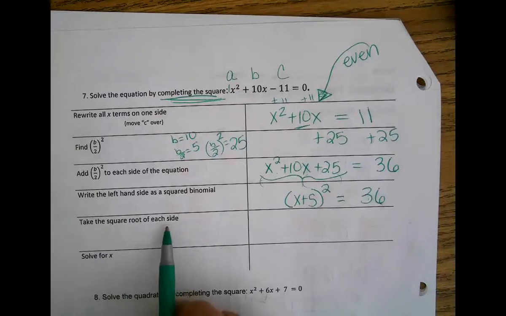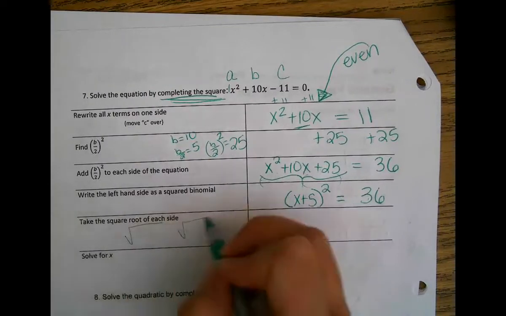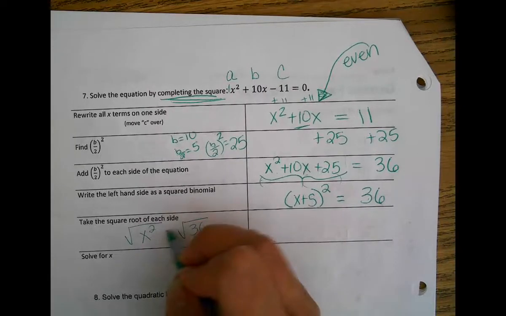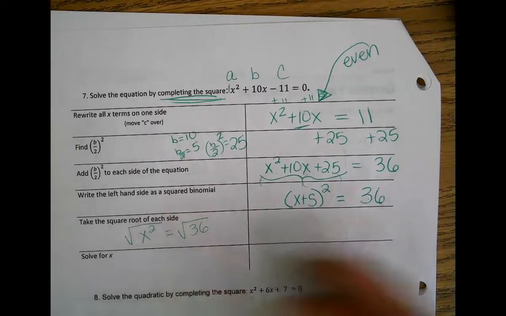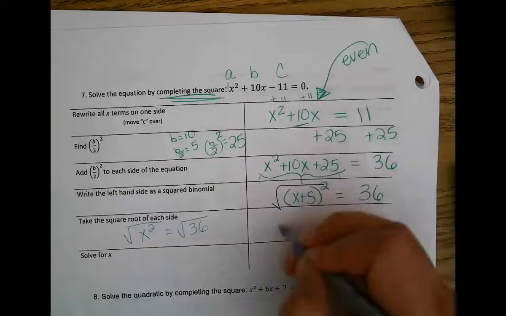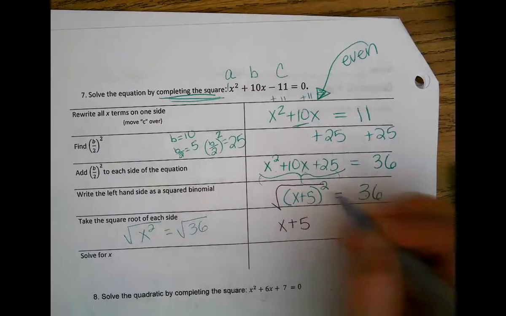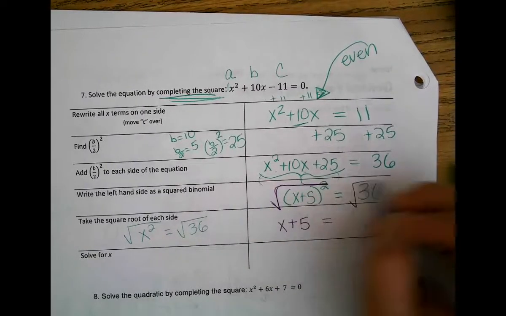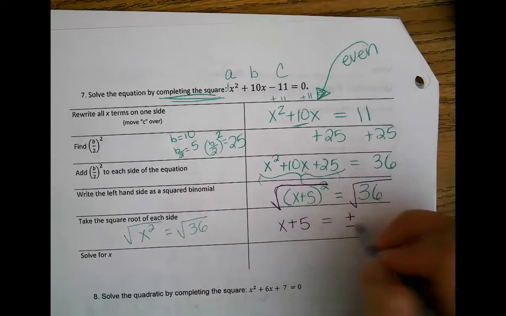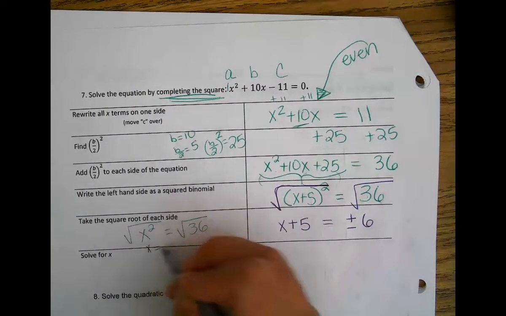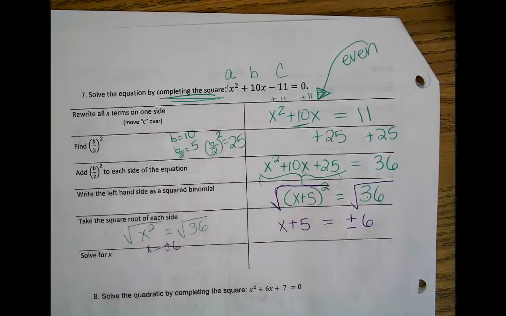Now we can solve by taking the square root of each side. Just like if we had x squared equal 36, we would take the square root of both sides to find our two answers. This step, we're going to take the square root of x plus 5 squared, and the square root undoes the squared there, equals, and we take the square root of this side, plus or minus 6. So we get two answers when we take a square root. So remember, this would have been x equals plus or minus 6.